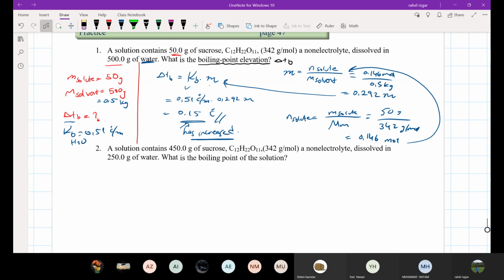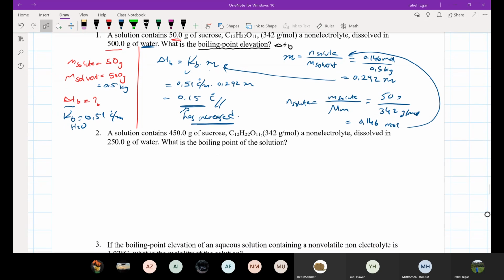All right, everyone. For the next question, try out the next question. This time, instead of saying to find delta TF, it says find boiling point of the solution. The boiling point of the solution, which means the final. By doing so, you have to find delta TB again. So you have to solve this question one step more.